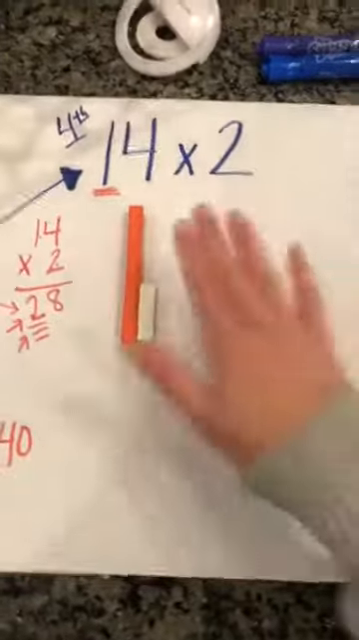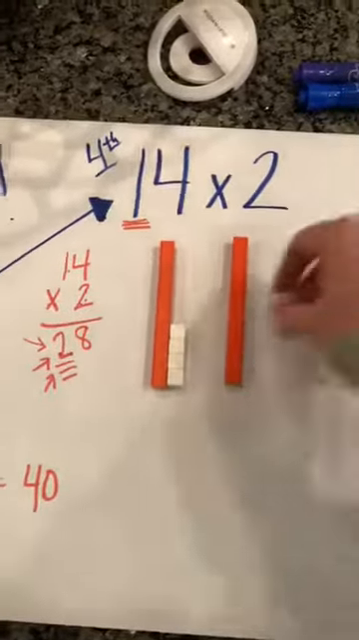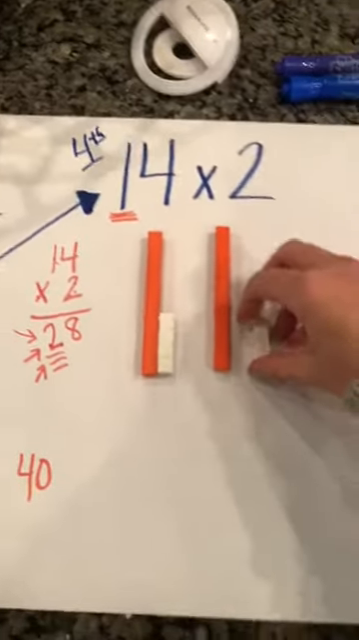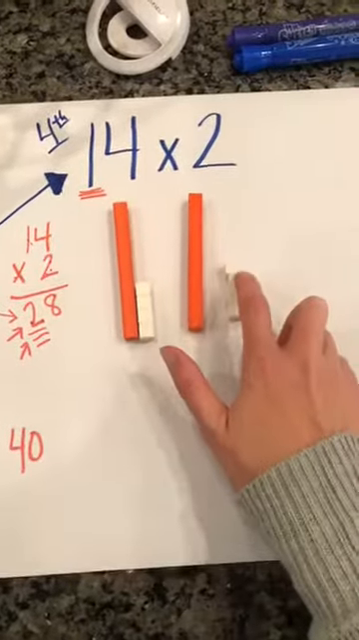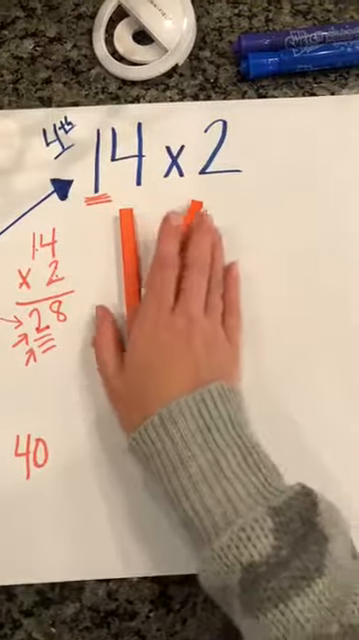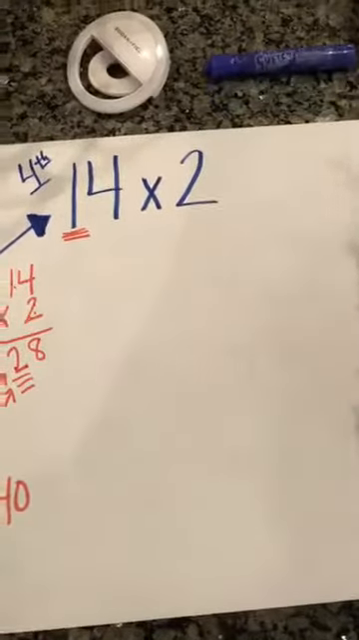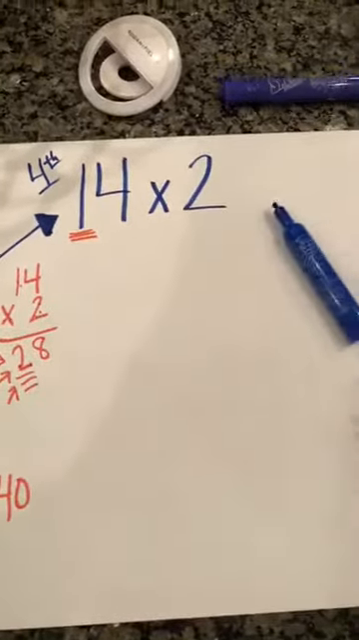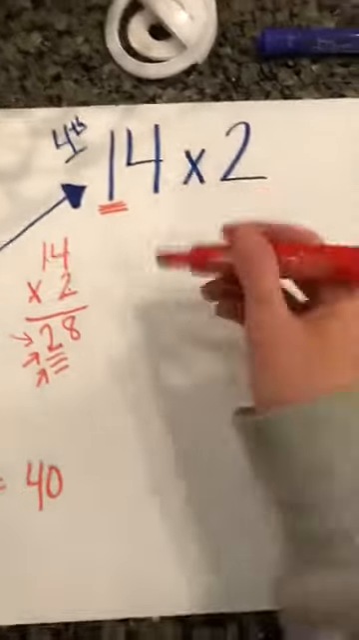Okay, so let's build this. So if I have 14, 2 times, they can actually then combine the 10s. We have 20. 1, 2, 3, 4, 5, 6, 7, 8. We have 28. Now, one really amazing strategy that they're going to see in 4th grade and then leading into 5th grade slightly is what we call the area model.